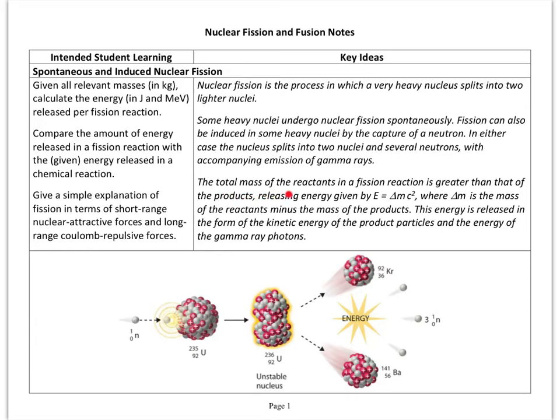Now, the total mass of reactants in a fission reaction is greater than the products, releasing energy given by E equals delta m c squared, where delta m is the mass of the reactants minus the mass of the products. So we have a mass defect here. That mass is converted into energy, just like what we looked at in the structure of the nucleus topic, this idea that energy can be converted to mass. This energy is released in the form of the kinetic energy of the product particles and the energy of the gamma ray photons that are released.